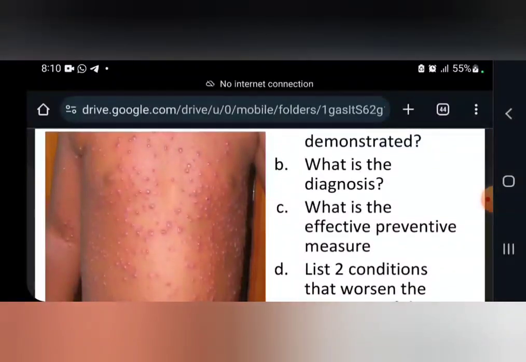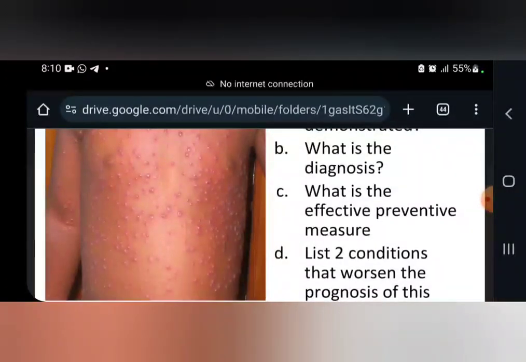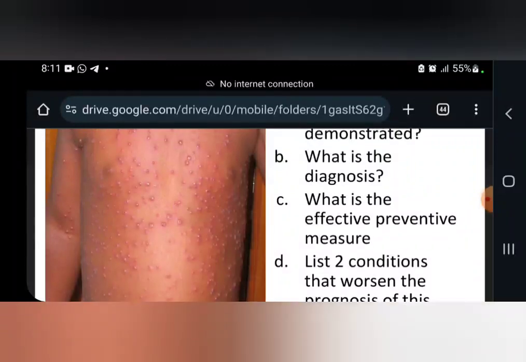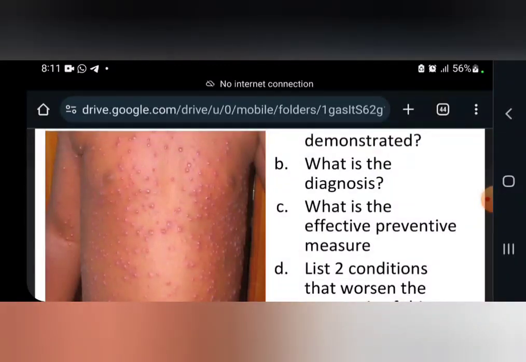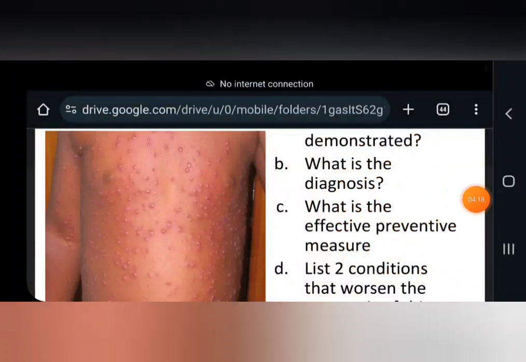Now, the next thing is if you have a raised lesion containing pus that is less than 1 centimeter, it is called a pustule. Is it clear? And if it is a raised lesion containing pus that is greater than 1 centimeter, it is called an abscess. So what you can have on your face, where some small pus is coming out, is called a pustule. Are you understanding? So those are the different things you have to know.